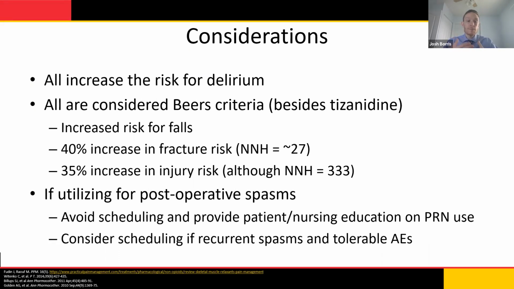But if you notice the spasms are recurrent, they're happening a lot, they're tolerating the adverse events and they're actually getting efficacy from the skeletal muscle relaxant, then consider scheduling it at that point, making sure that we're still monitoring our patient, but understanding, okay, we want to make sure that this patient is more ambulatory, they're able to participate in PT. Can they still hit these goals even if we schedule our muscle relaxants?